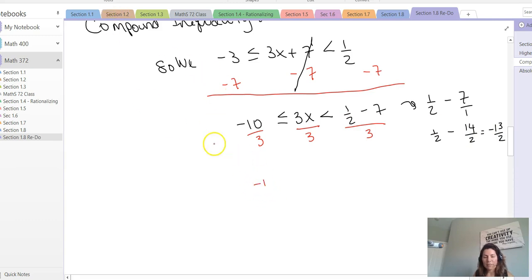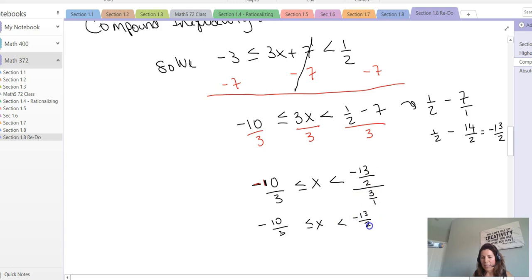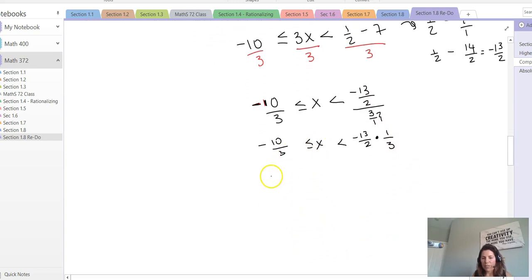So I'm going to have -10/3 is less than or equal to x less than -13/2 divided by 3. Now this 3, I'm going to write it as 3 over 1, so I can continue to simplify. Dividing by a fraction is the same thing as multiplying by the reciprocal of that fraction. So I can think of 3 over 1 as 1/3, that's the reciprocal. And so now we just simplify that. So I have -10/3 less than or equal to x less than -13/6. With fractions, when multiplying, you do numerator times numerator, denominator times denominator. So this is my final answer.